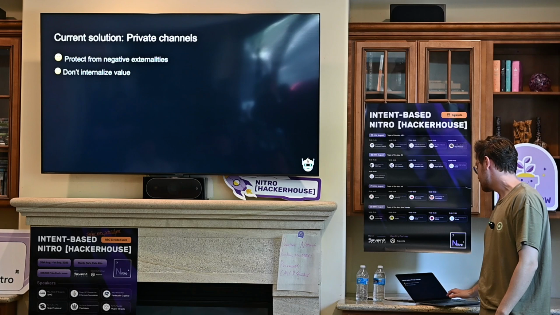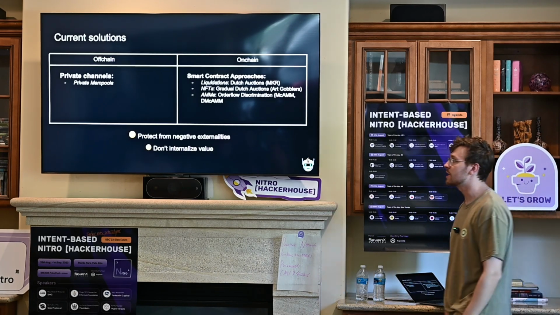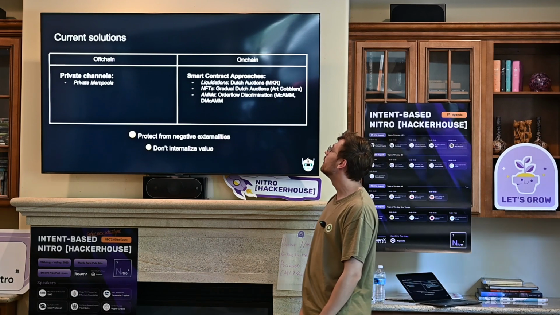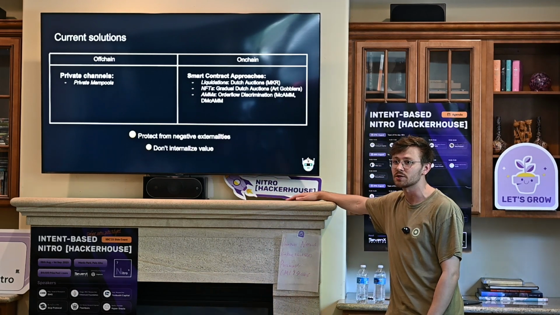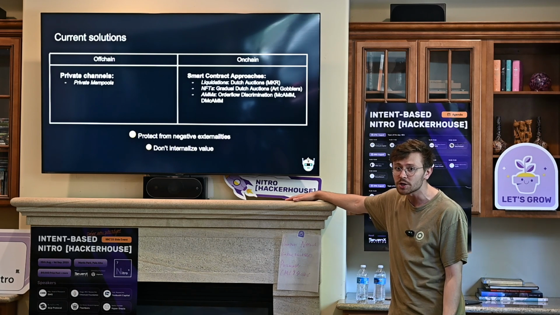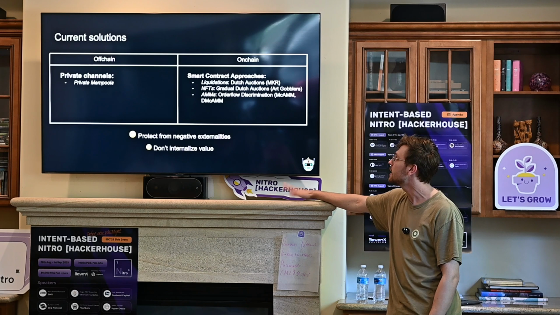Yeah, so that's a big issue. Don't internalize value. Yeah, so we have private channels. That's like the main approach. There are smart contract approaches, which are really interesting, and I think intents will allow more expression into how smart contracts can internalize this value.